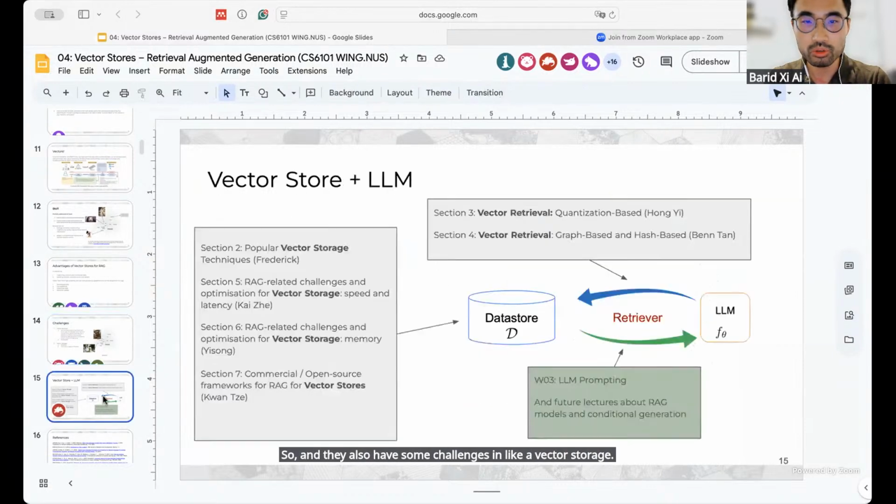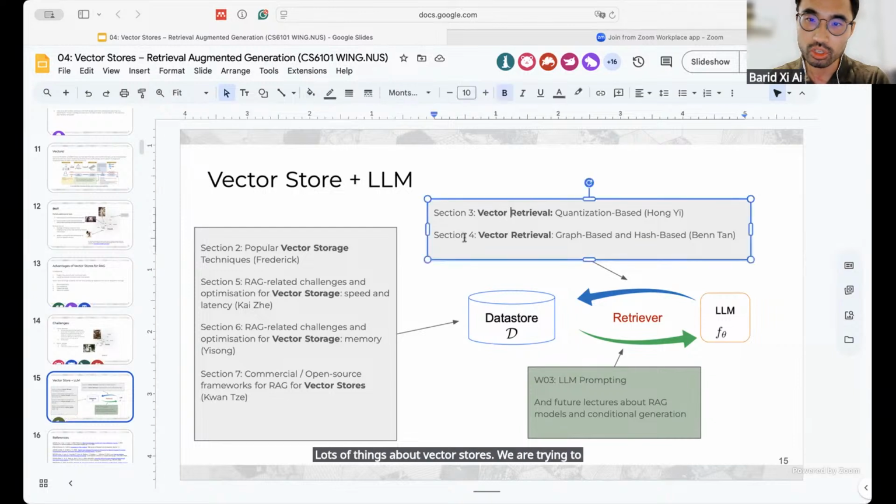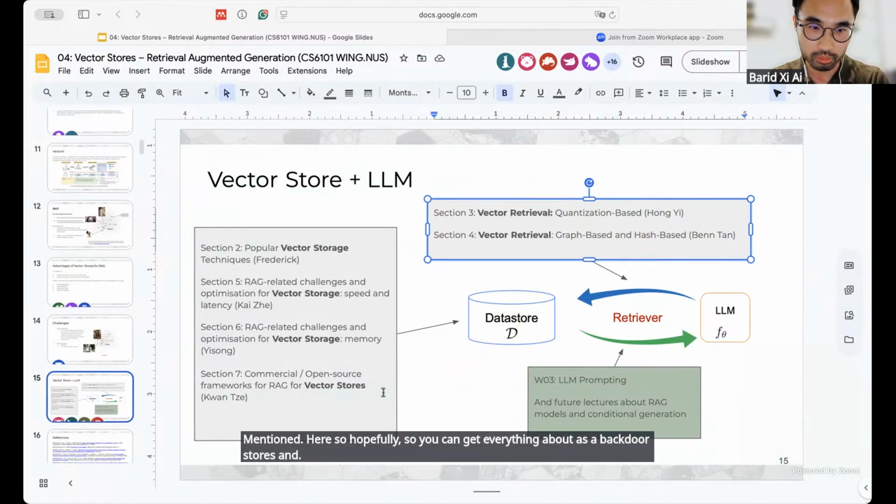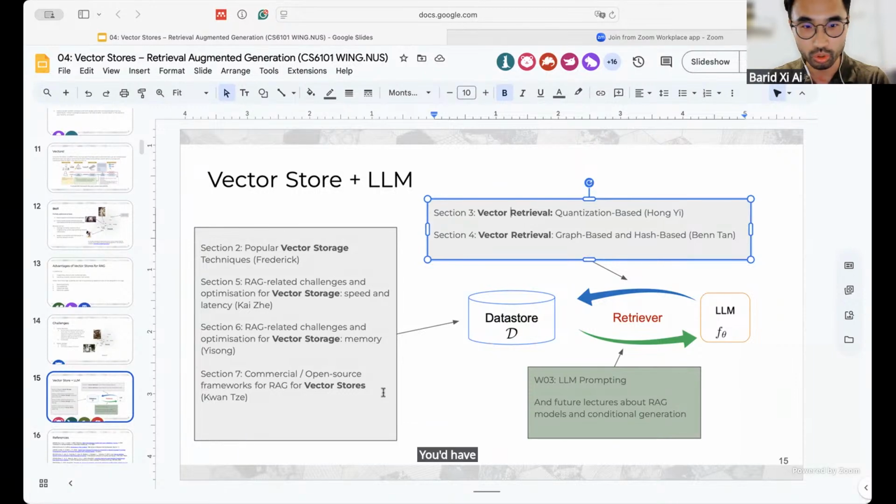In this lecture, my team will discuss lots of things about vector stores, and we are trying to solve the challenges mentioned here. Hopefully you can learn everything about vector stores, and it can help your RAG system.